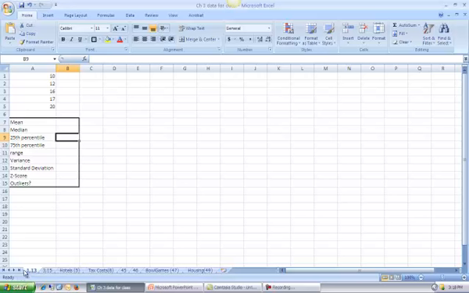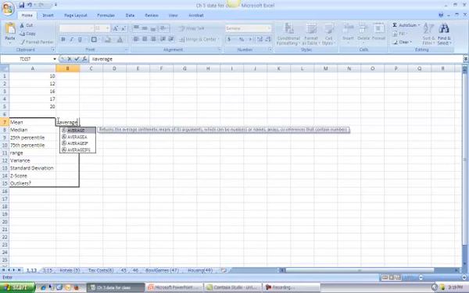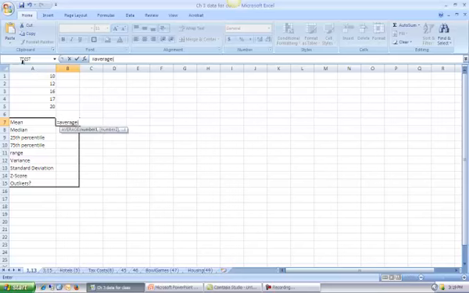So I'm going to work out the answers for question number 1 right now, and you're going to move on and do question number 3 when you work on this on your own. So the first thing it asks us to do is calculate the mean. So we use the average function to calculate the mean, equals average, open parenthesis, and then select our data. Close parenthesis, enter.